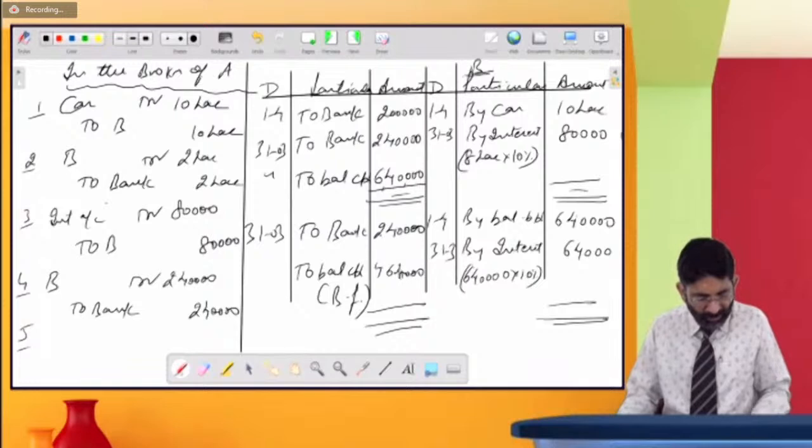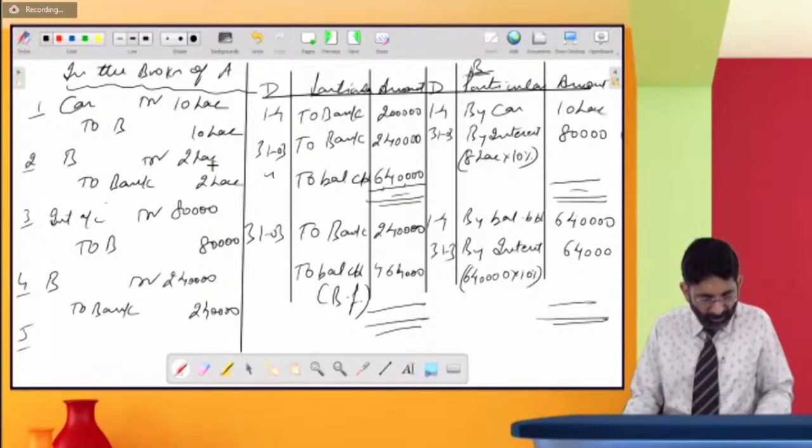Yes, sir. This method is easy. Got it now. Very good, beta. Please explain how this 2 lakh 40,000.